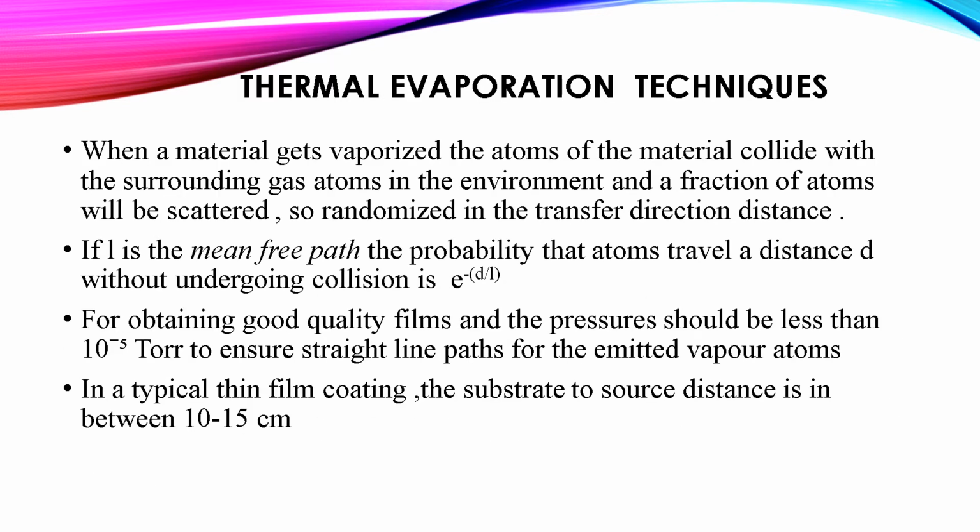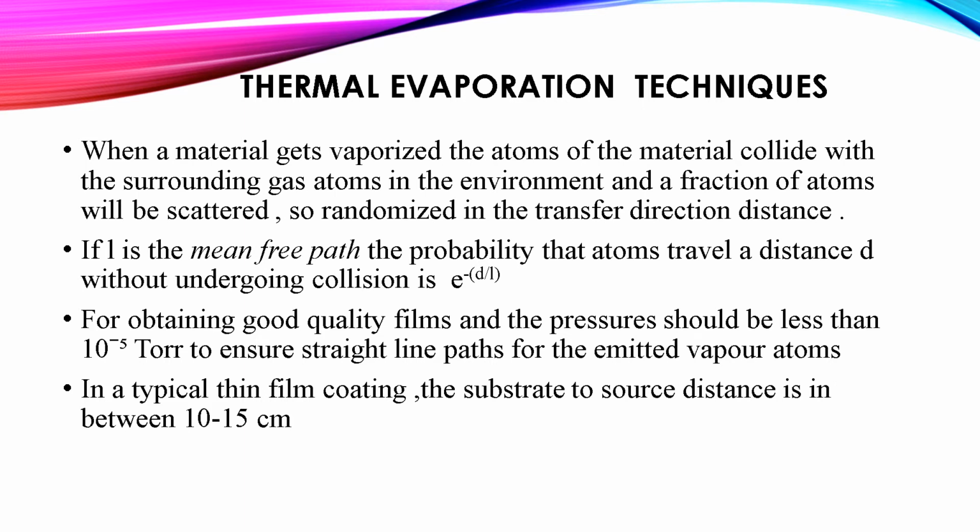When a material gets vaporized, the atoms of the material collide with the surrounding gas atoms in the environment and a fraction of atoms will be scattered, so randomized in the transfer direction distance. If L is the mean free path, the probability that the atoms travel a distance d without undergoing collision is e raised to minus d by L.